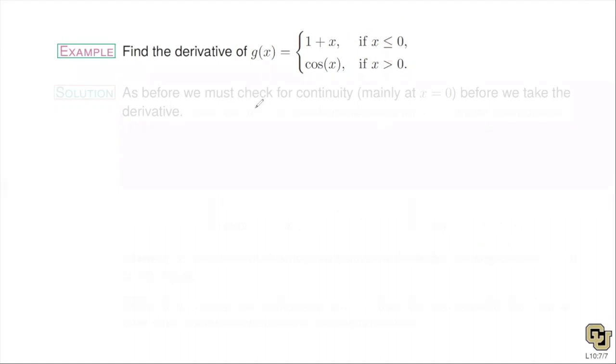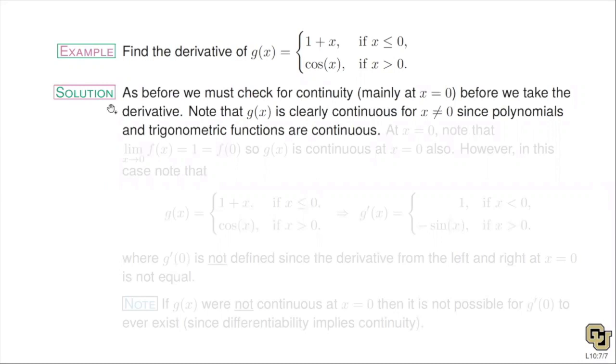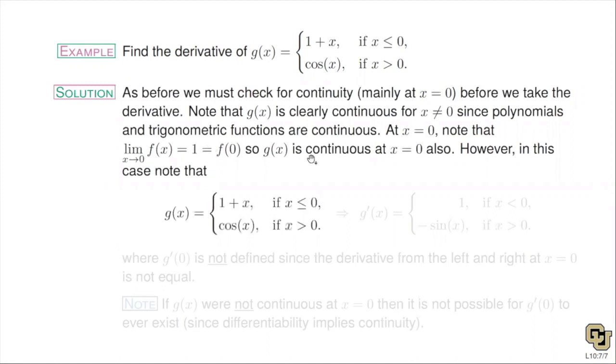So now I need to check 2 things. First, I need to check continuity. Clearly, away from 0, it's continuous. And at 0, you can check the limits from the left, right, and the function value. Everything is equal to 1. So we have continuity. And now I want to take the derivative. I'm going to take the derivative of each piece. The derivative of 1 plus x, as you know, is 1. The derivative of cosine of x, as you know, is negative sine x.